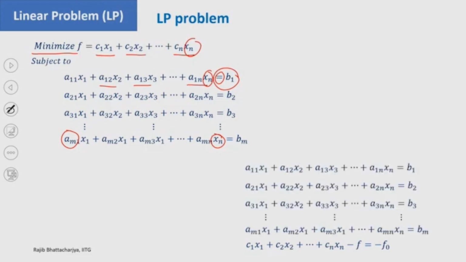Now, I can write it in this form. I am writing the objective function here, that is C1 x1 plus C2 x2 plus up to Cn xn minus f equal to f0. So, I am writing it as a system of linear equations. This is your first constraint, second constraint, third one, up to the m-th constraint, and after that I am writing the objective function.